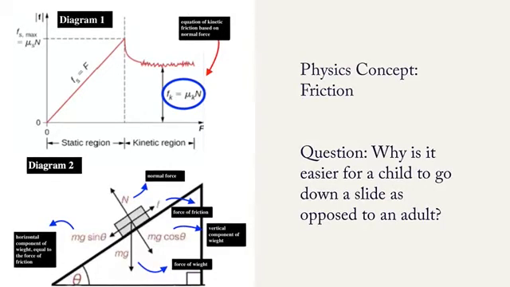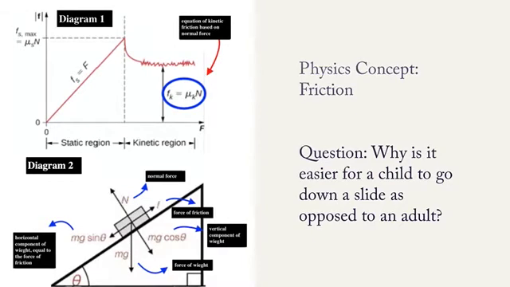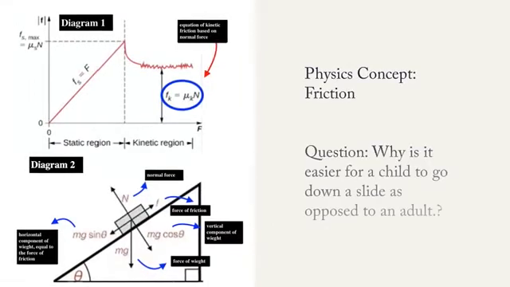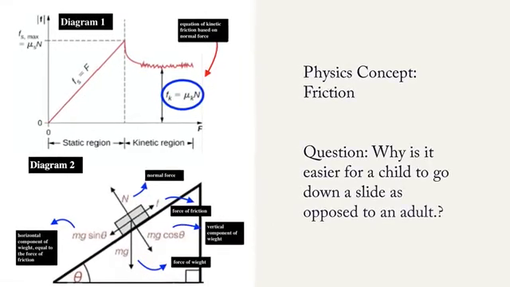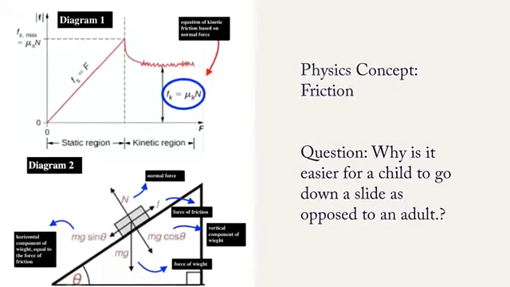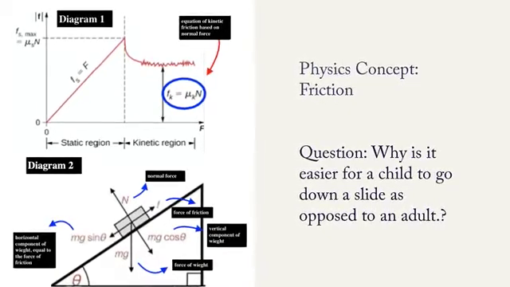Do you think you can answer the question now? The answer is that an adult will have a larger normal force and therefore have a greater force of kinetic friction. The adult will create more friction going down the slide. However, so that everyone goes down the slide quickly, the surface of the slide is created so that the coefficient of kinetic friction is minimized.